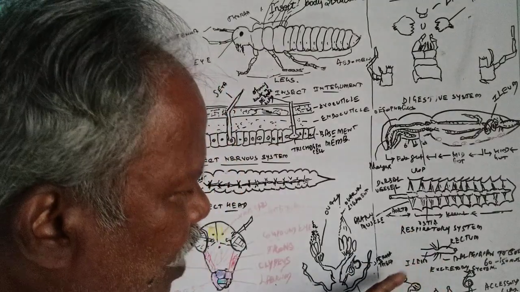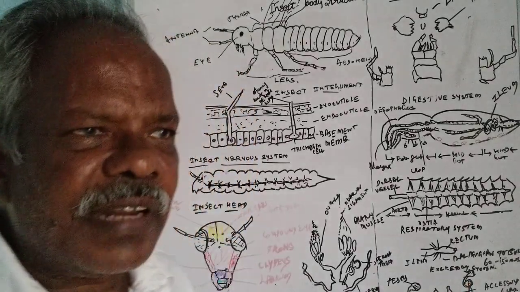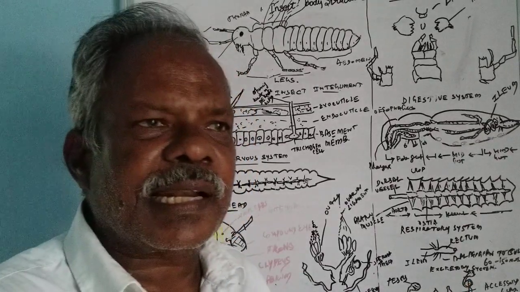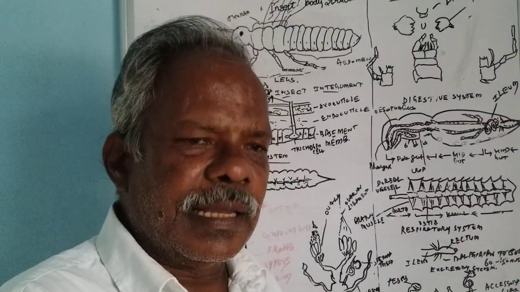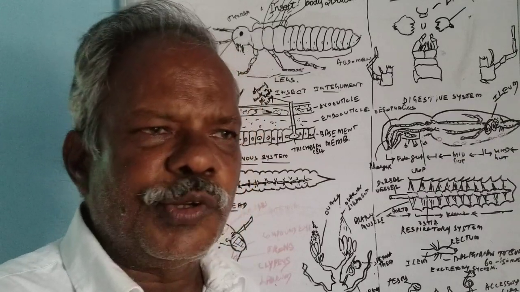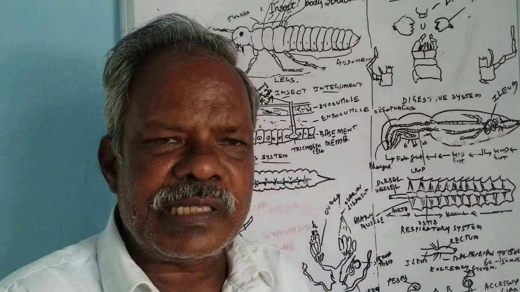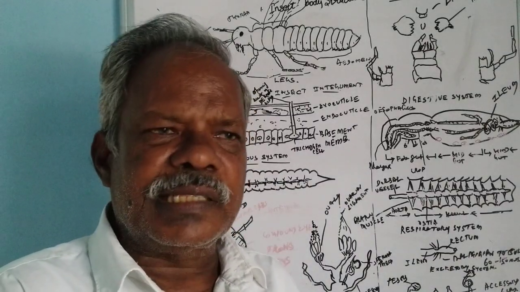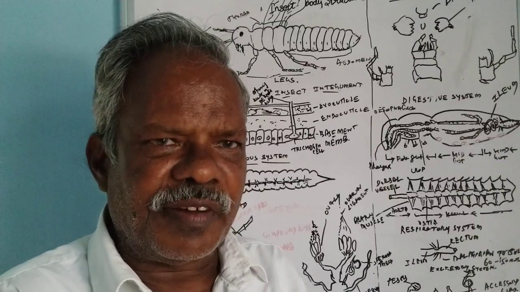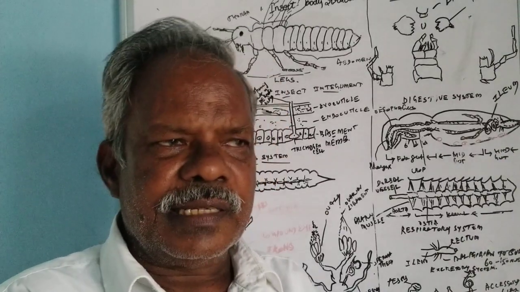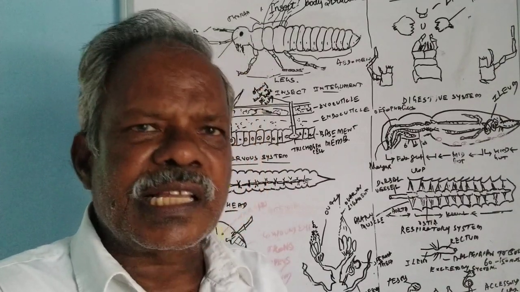Then we will come to the excretory system. You know pretty well that there are 3 types of animals: ammonotelic, ureotelic, and uricotelic. Ureotelic means some animals excrete in the form of urea. Some animals excrete the nitrogenous waste in the form of uric acid, that is uricotelic. Some animals excrete in the form of ammonia, which is called ammonotelic.